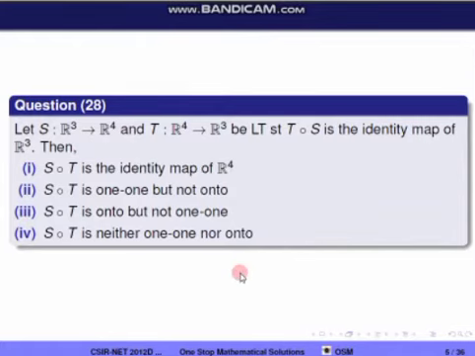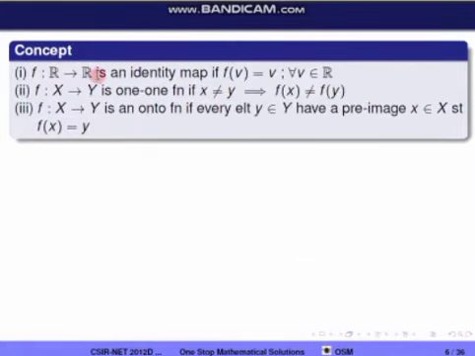So we'll look into the concepts used. F from R to R is an identity map if f of v is equal to v for every v in R. F from x to y is 1-1 function if x not equal to y implies f of x not equal to f of y. Equivalently, we can say f of x equal to f of y should imply x equal to y if f is 1-1 function. F is an onto function if every element y in Y has a pre-image x in X such that f of x equal to y. So now we'll move on to the question.